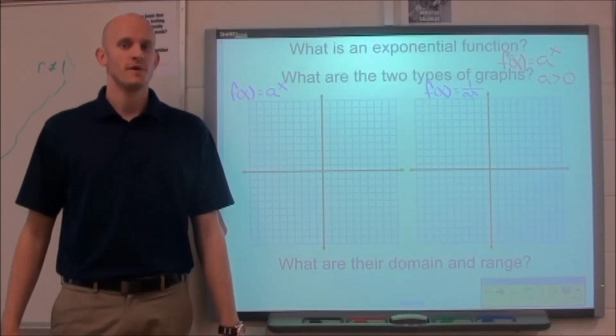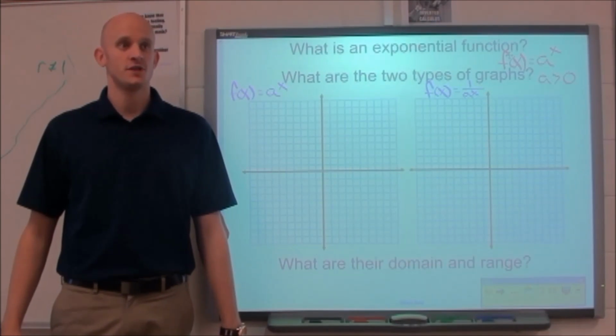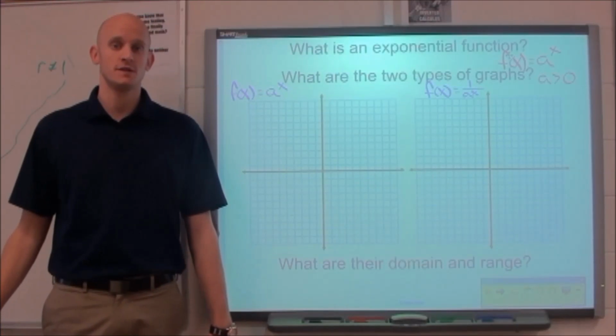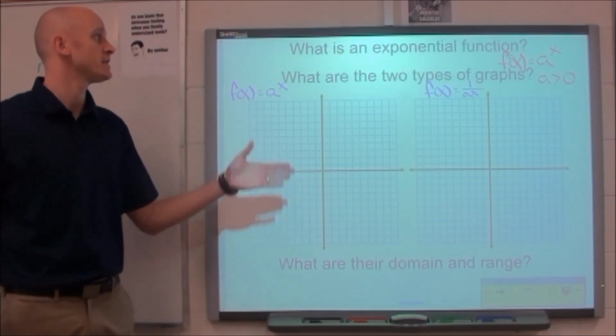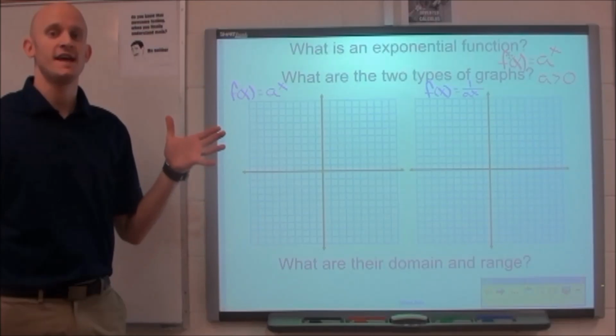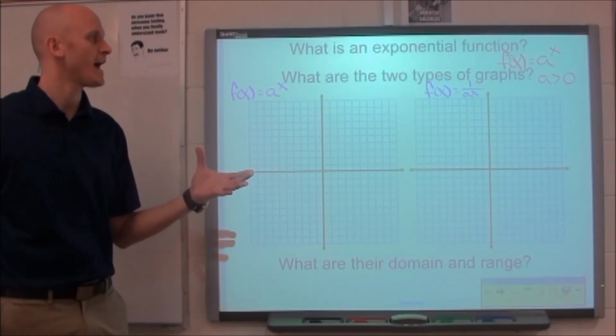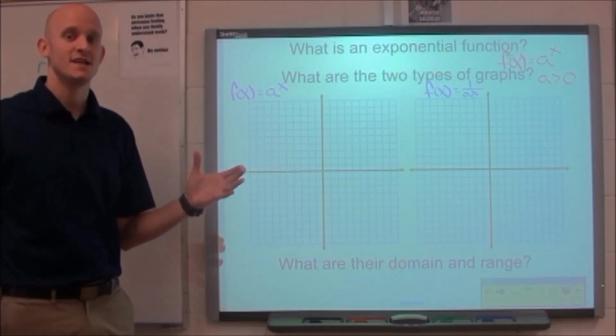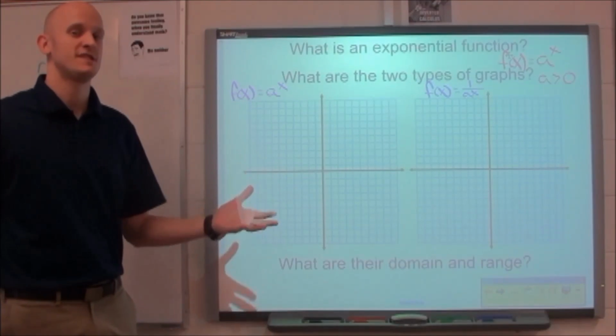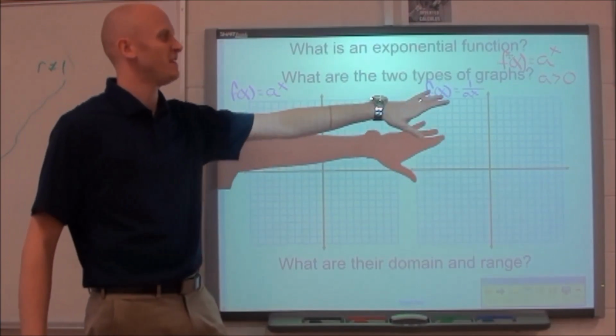For today's lesson, we're going to be dealing with exponential functions and their derivatives. So let's first review what an exponential function is. An exponential function is a function where we have a variable as an exponent. So you'll see exponential functions in a couple of different forms.